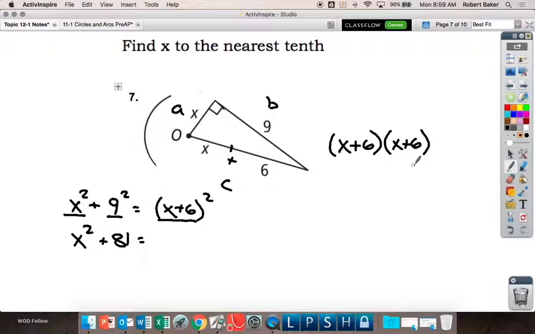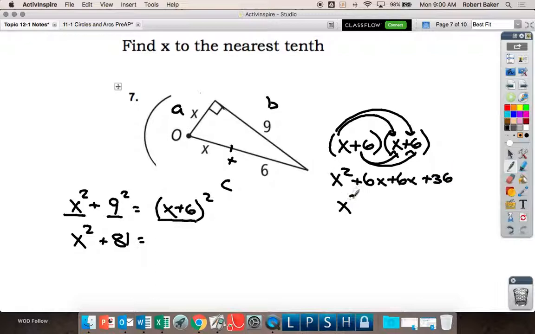Most of you guys learn to multiply x plus 6 times x plus 6 like that. So x times x is x squared. X times 6, positive 6x. 6 times x is positive 6x. 6 times 6 is positive 36. When you combine like terms, that's what you get when you multiply out x plus 6 times x plus 6. I know you've done that before. I like to show you my way. Are you cool with that?